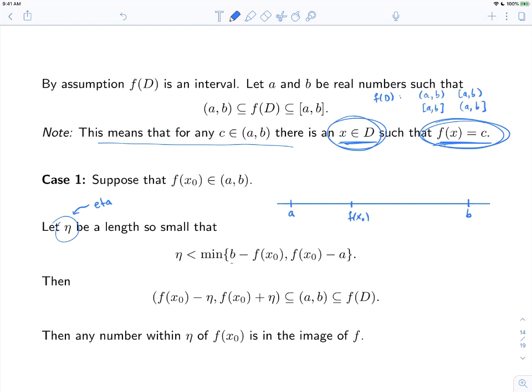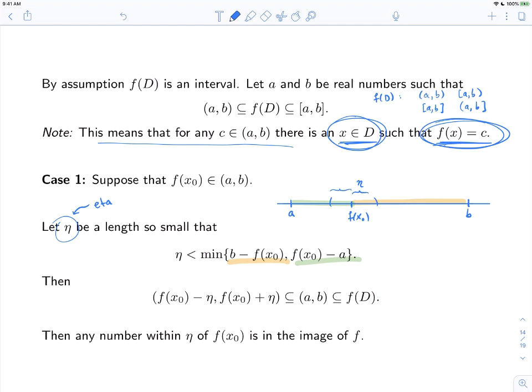We look at b minus f at x naught, that's this distance right here. And then we have f at x naught minus a, and that's this distance right there. So what we want to do is choose eta smaller than the smallest of those distances. So that means we can find an interval with f at x naught in the center, and we can make it so that this distance is eta. This distance is eta.